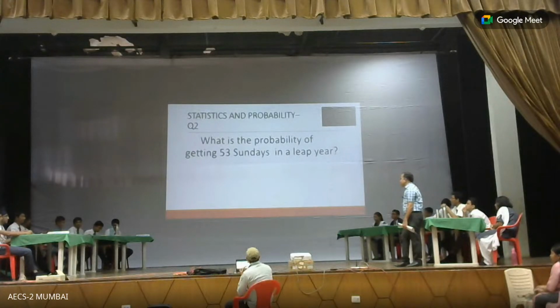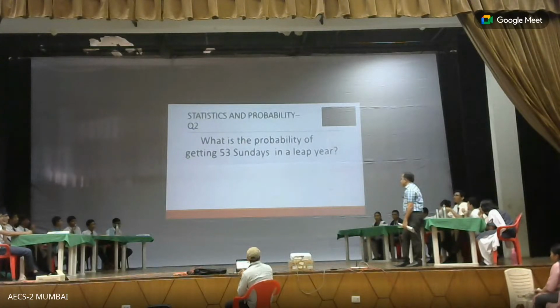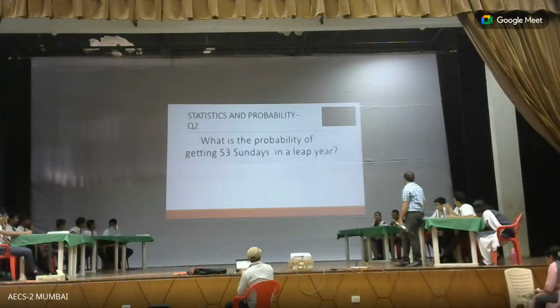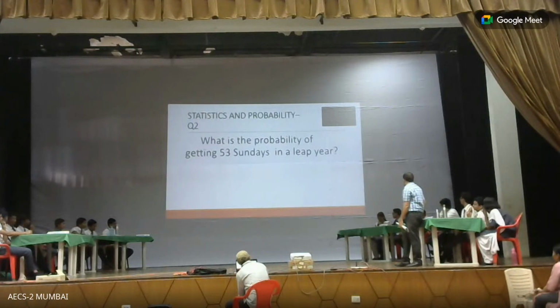Yes, the next, Ramanujam. The question is passed to Ramanujam. Answer it. Zero. Never ever we will have 53 Sundays, you mean to say, in a leap year? No. The question is passed to the next, Shakuntala. 2 by 7. Can you please explain how you got it?